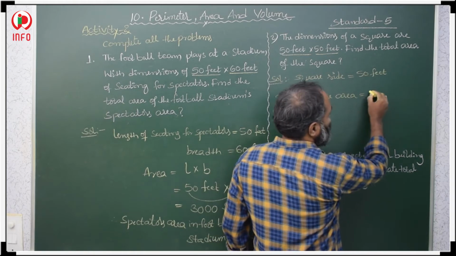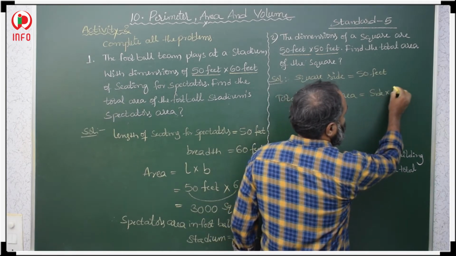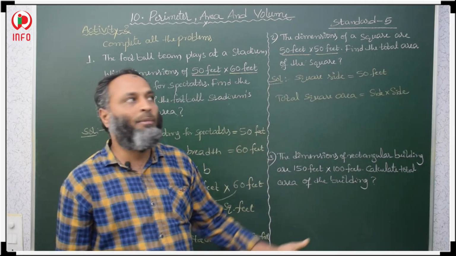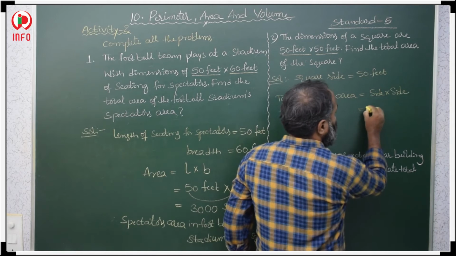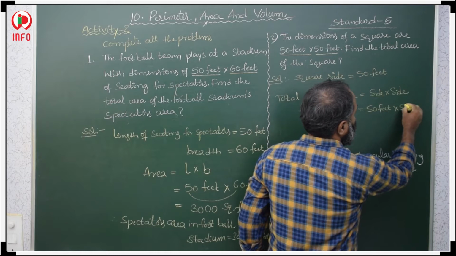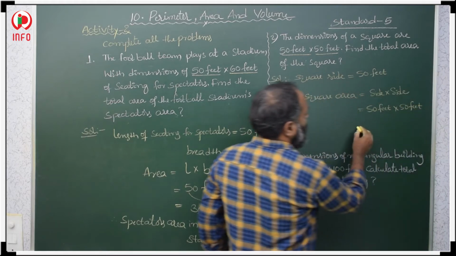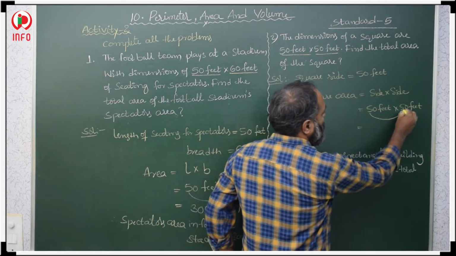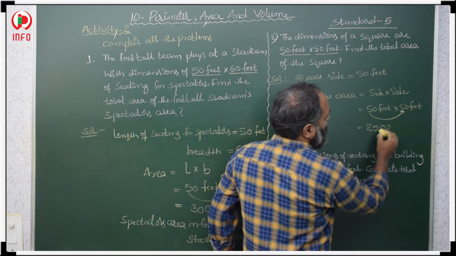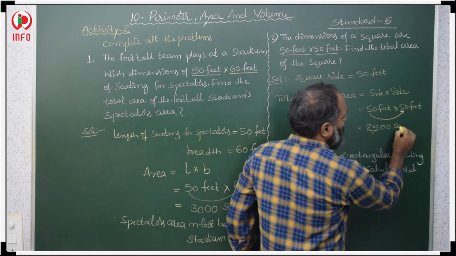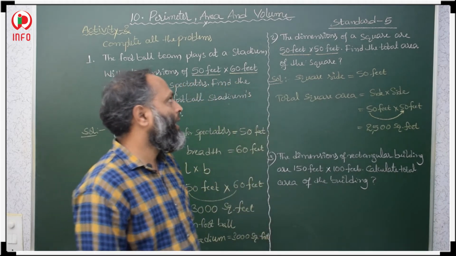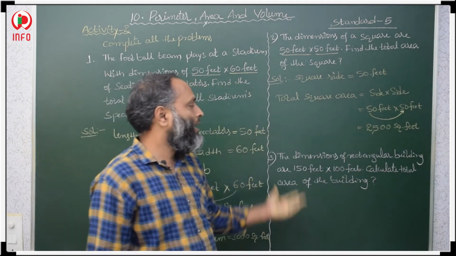That is, both the sides are equal, then side into side also we can take. Here two are same, no? So side into side, length is also 50 and breadth is also 50. 50 feet into 50 feet. Then how to multiply? 5 5s are 25, and here 1 zero and here 1 zero, 2 zeros we have to take. 2500 square feet. This is square area.